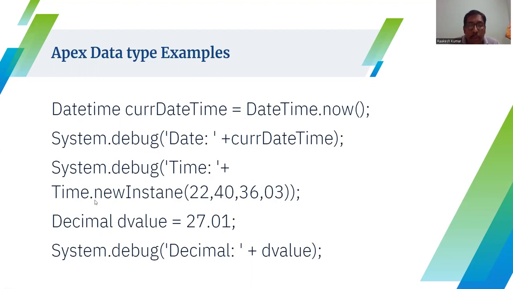If you want to display only the time alone, in that case you go with Time. System.debug of Time.newInstance, and I'm going to pass the value. I already told you that you have to pass only the value, not the reference. We are going to pass the value here. So this is when it comes to time. It goes with hours, minutes, seconds, and milliseconds. You're going to get the value here. Similarly, I'm going to display the decimal value.